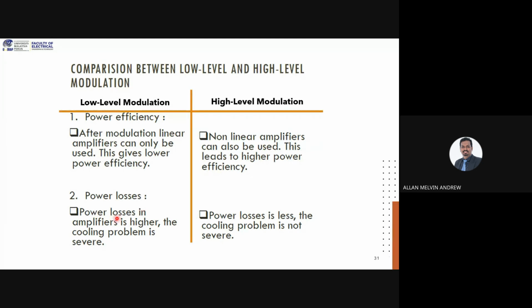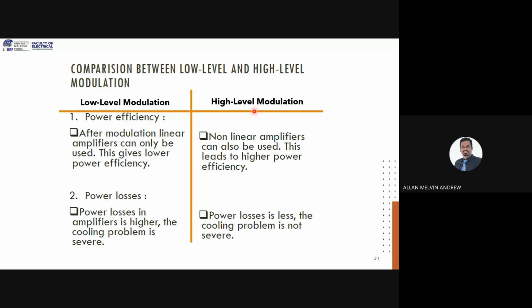So power losses will be higher, and because of the heating problem, there's another problem associated, which is the cooling problem. If your equipment or component becomes too hot, you need to have a cooling system or cooler attached. So it will incur additional costs for you. Okay, so for low level modulation, we have another new problem, which is the cooling problem.